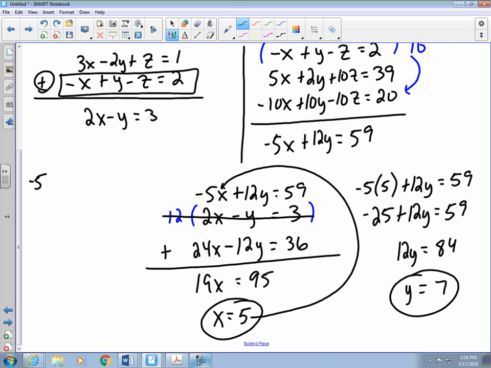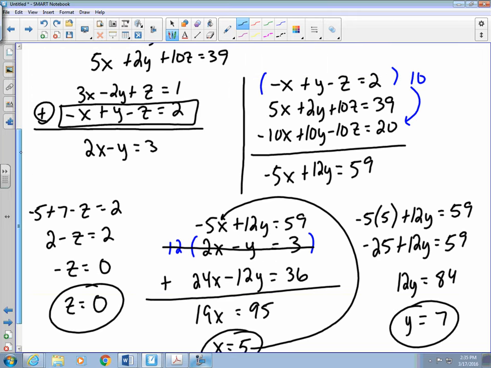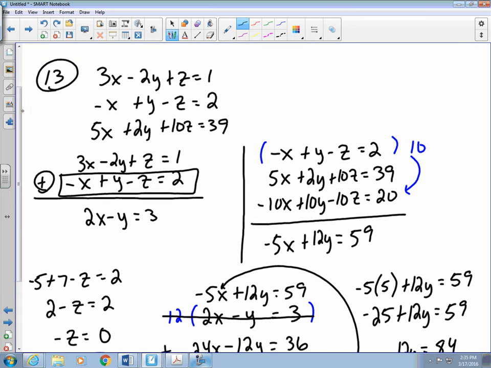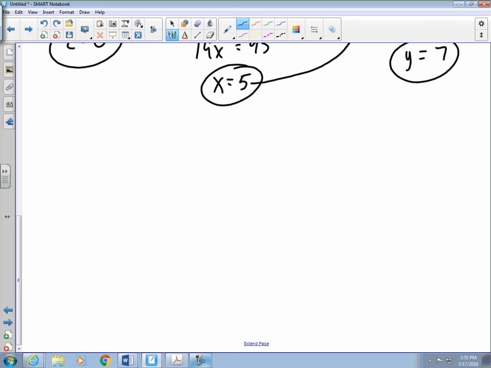So I have negative 5 plus 7 minus z equals 2. So now I have 2 minus z equals 2; subtract 2, and then divide by negative 1, and z is still 0. So then you're done. You can always plug those back into your original 3 functions to check your work and make sure that it works. So that's elimination. Now, we can also solve systems by Cramer's rule.